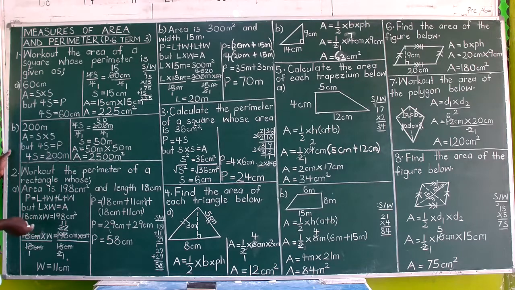Work out the perimeter of a rectangle whose area is 196 centimeters squared and length is 18 centimeters. So this number 2 avails us with area and one of the sides, either length or width, to find the perimeter of a rectangle. Now, a rectangle is a four-sided polygon, also known as a quadrilateral. A quadrilateral means a four-sided polygon, with the opposite sides equal and parallel.